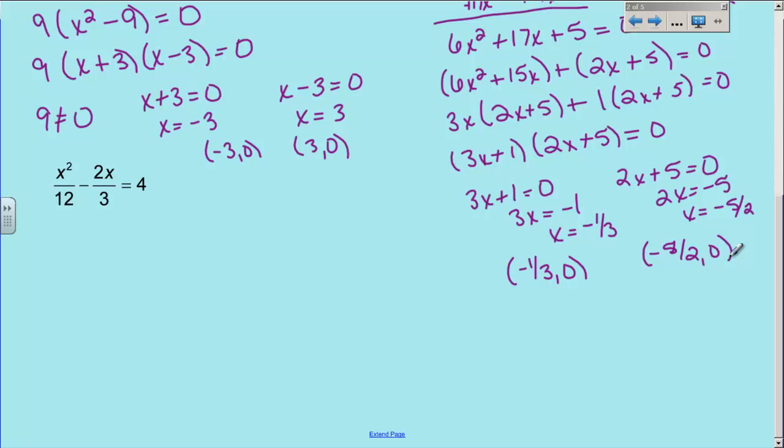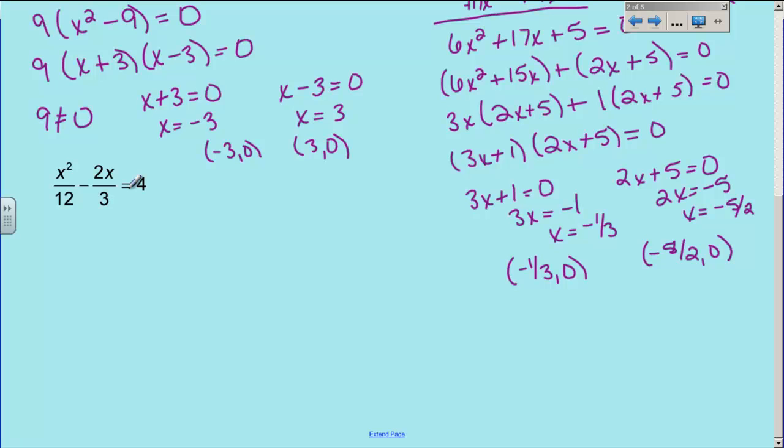Now the last example on here is different because I now have fractions. Do not be afraid because we can clear the fractions and have nothing but whole numbers left, and it will make things much, much easier. So we're going to clear the fractions. In order to clear the fractions, remember, we're going to end up multiplying this entire thing by something that will make these denominators go away.